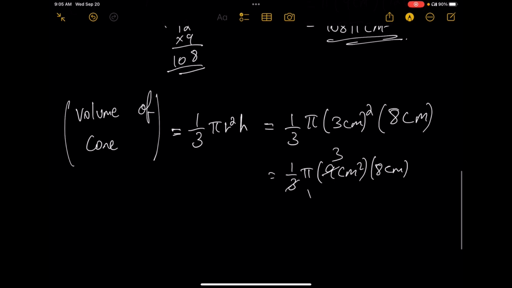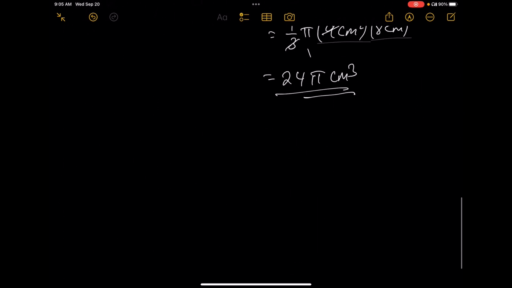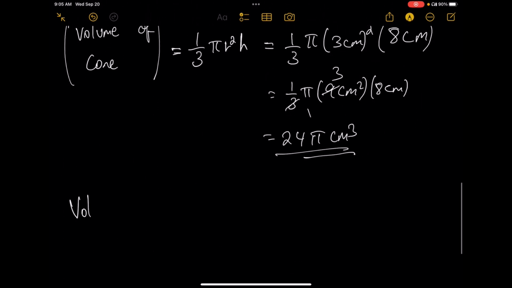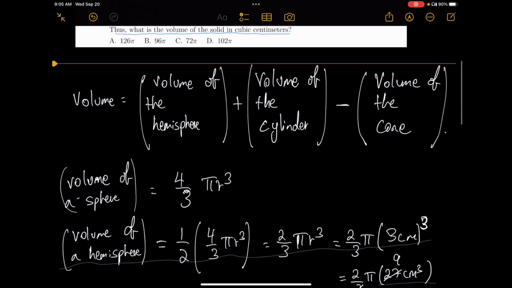በ3 1 በ3 3 8 ሲባዛ በ3 24 24 ፓይ ሴንቲሜትር ኪዩብድ ማለት ነው። ጨረሰን። አሁን የሶስቱንም የምንፈልጋቸውን ቮሊዩሞች ስላገኘን ዋናው እኛ የምንፈልገው volume of the required region, okay, the volume of the required region or body ማለት እንችላለን ችግር የለውም, which is equal to area, the volume of the hemisphere.